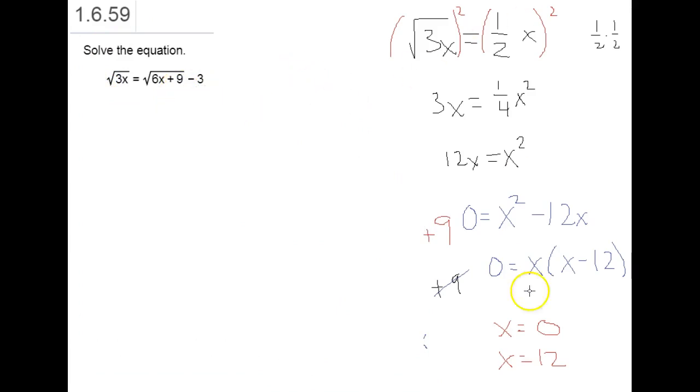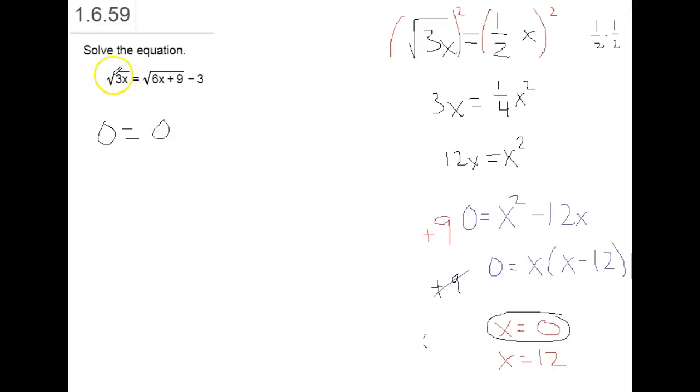If you plug in the 0, over here you get 3 times 0, square root of 0, 0. Over here you get 0 plus 9. So square root of 9 is 3. 3 minus 3 is 0. So the 0 checks out. That's a good solution.